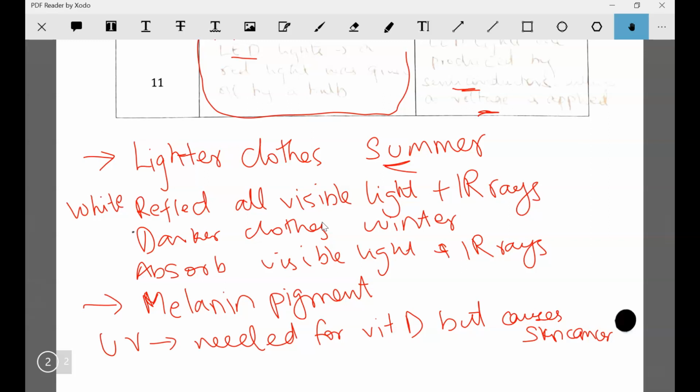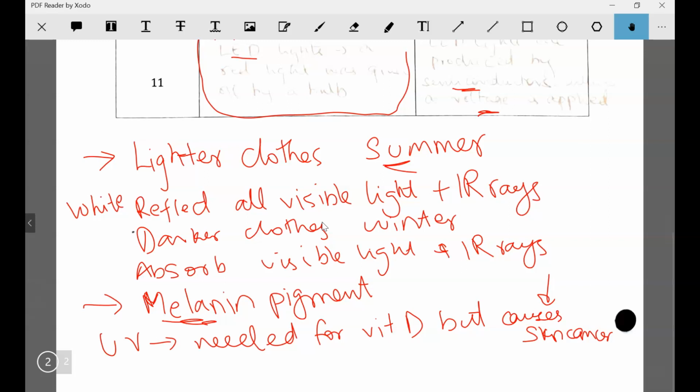So in countries where there's a lot of sunlight exposure, a lot of UV, the hotter countries around the equator, those countries get a lot of UV rays from the sun, so that's excess UV. So the people living there have evolved to have a lot of melanin pigment in their skin, which causes them to have a darker skin tone.